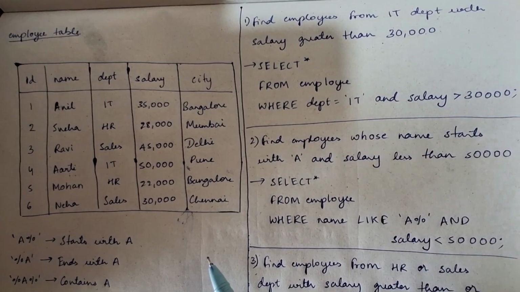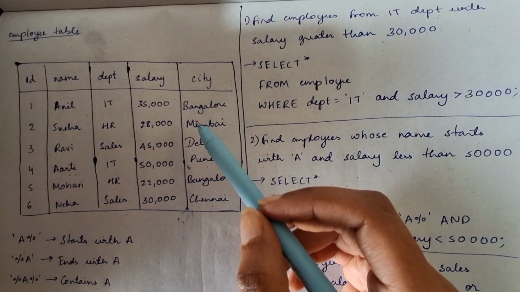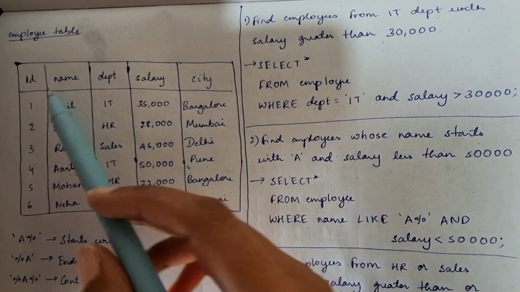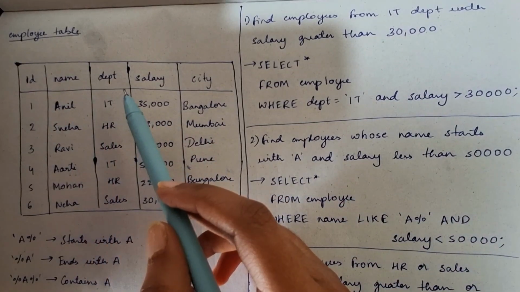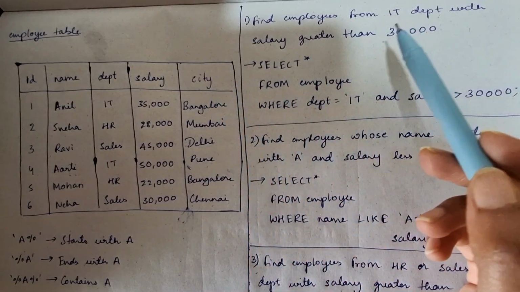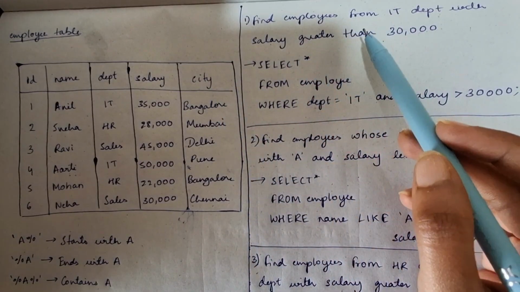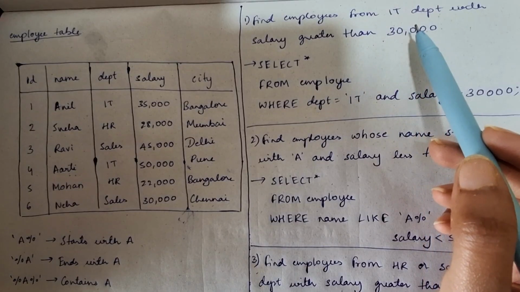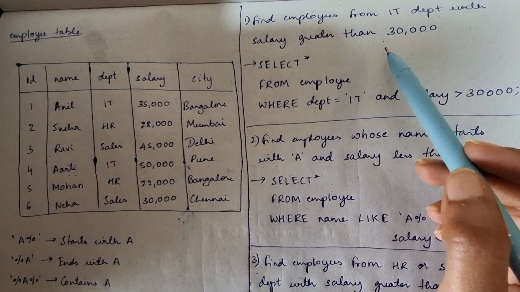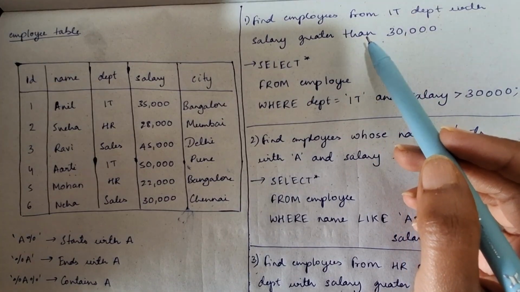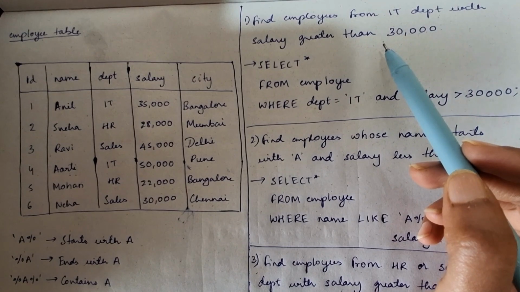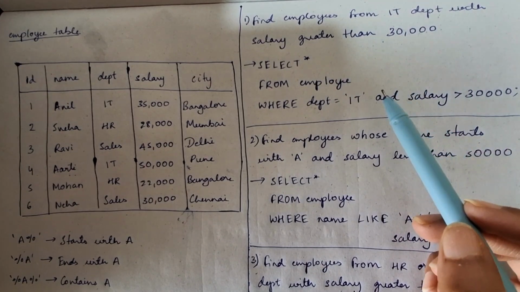Before going to queries, first let us understand our table. We are using an employee table. It has 5 columns, that is ID, name, department, salary as well as city. Now we will see our question. The first one is find employees from IT department with salary greater than 30,000. Here department should be IT and salary should be greater than 30,000. Both conditions must be true. So we will use AND operator.